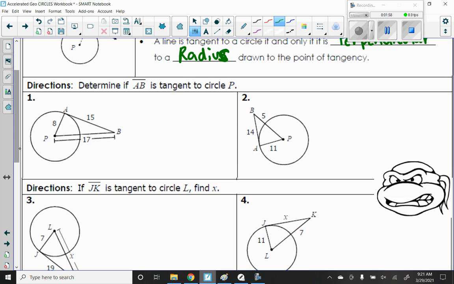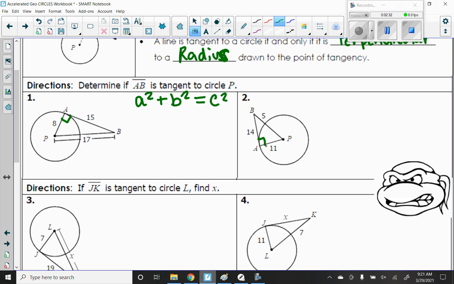So 1 and 2, we are testing if it's a right triangle. So your right angle will be here. We're testing if it's a right triangle. And how do we do that? This is back from the previous unit. We do the Pythagorean theorem. If a squared plus b squared is equal to c squared, it is a right triangle. The right angle always has to be on the outside of the circle, not the center.